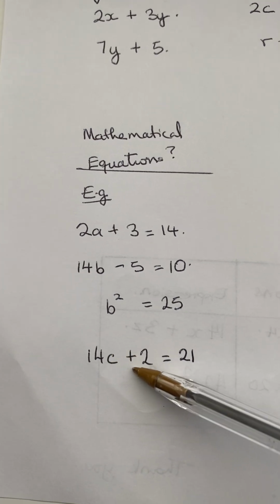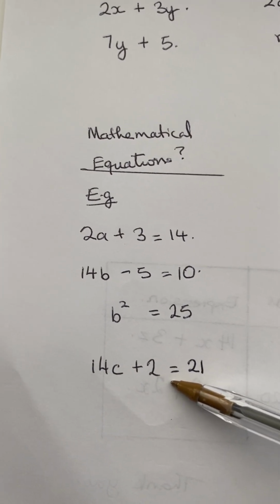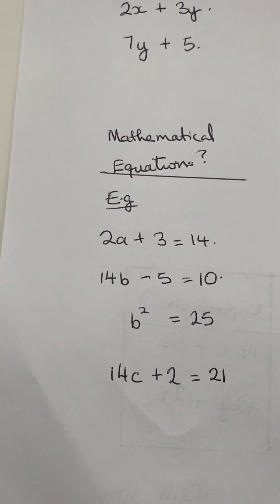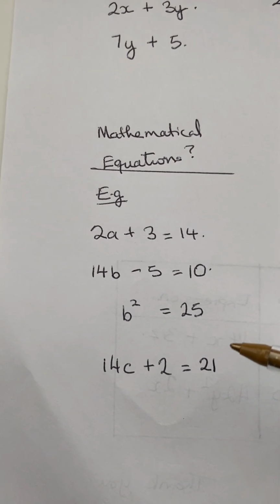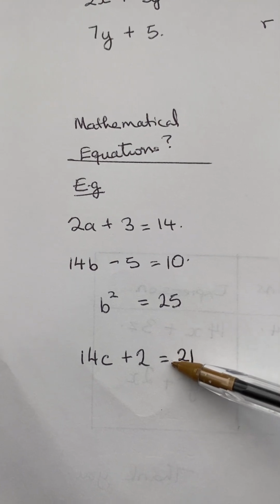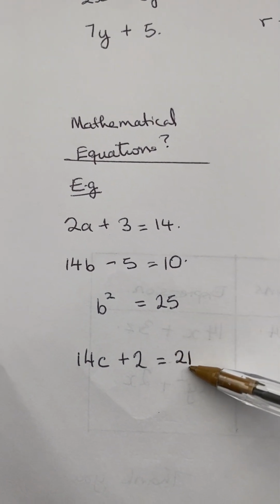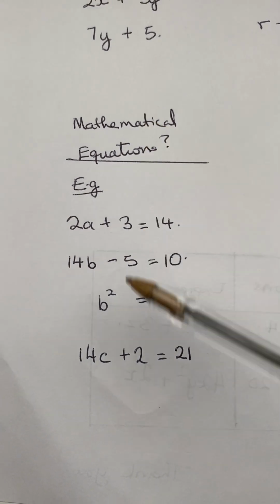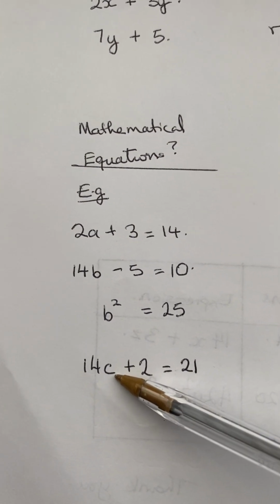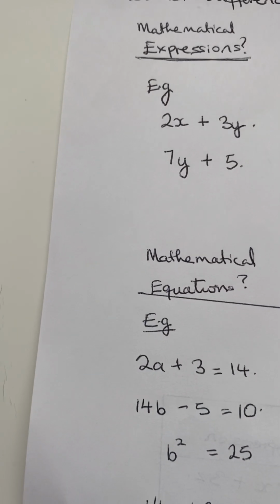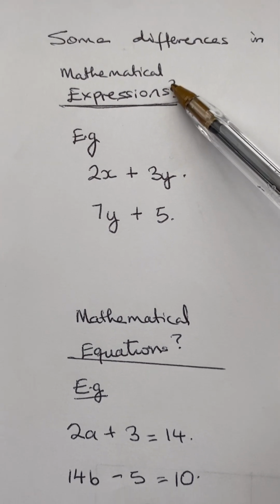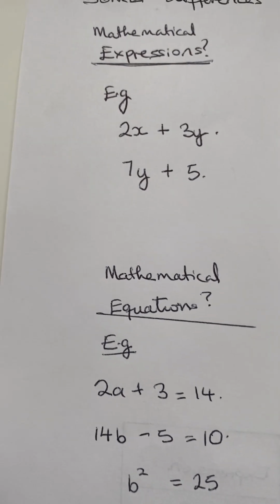So 4c plus 2 on its own, it's on its own. It's not equated to something. But immediately the equal sign comes, equals 21, then it's a mathematical equation because we can find the c. So that is the difference between a mathematical expression and a mathematical equation.